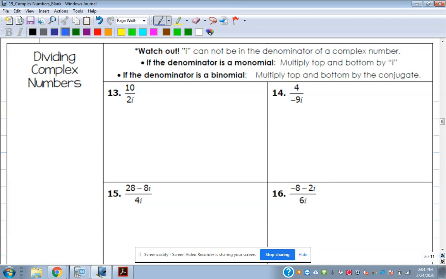But of all of the operations, this is the one that I would use the calculator on the most, just because it just takes time. It's not necessarily difficult work, but it just takes time. All right.